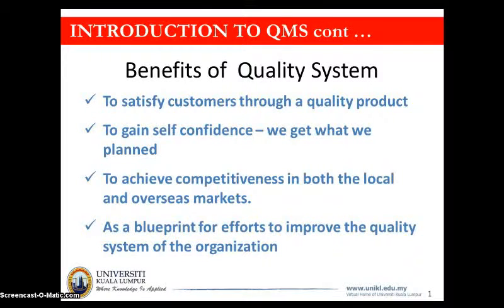Okay, next, in summary, a quality system will first of all satisfy our customers by providing a high quality product or high quality services. It will then help to gain self-confidence, either for the company or for the customers that use the organization's product or services. Next, it will help to achieve competitiveness in the marketing segment. And lastly, it acts as a blueprint or evidence of our initiative to improve our organization.